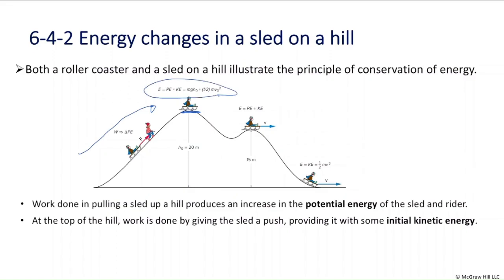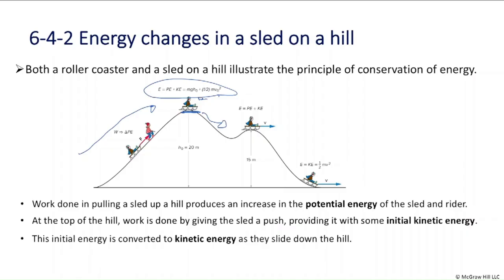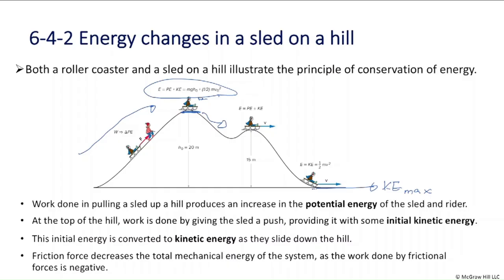Next, when the sled and the rider slide down the hill, what would happen? Then this initial energy is converted to kinetic energy. So now the potential energy decreases while the kinetic energy increases. Therefore, at the bottom of the hill, kinetic energy is at its maximum. And this is true if we ignore the friction and the air resistance. Then only the total mechanical energy is conserved. So what happens if there is friction? As in practical situations, it will decrease the total mechanical energy of the system as the work done by friction is negative.